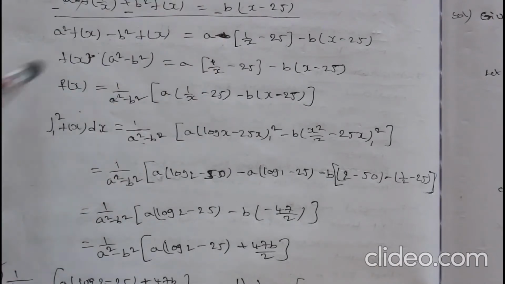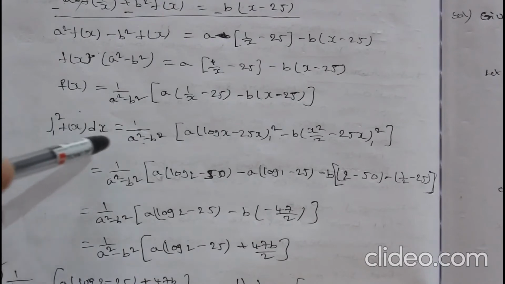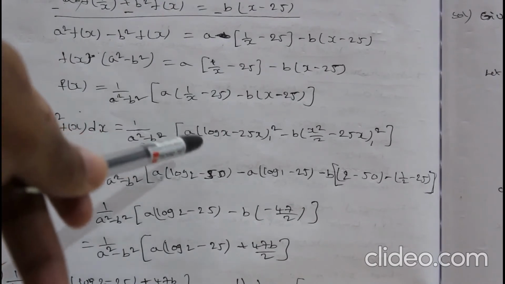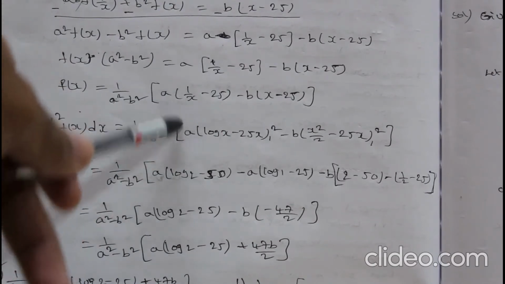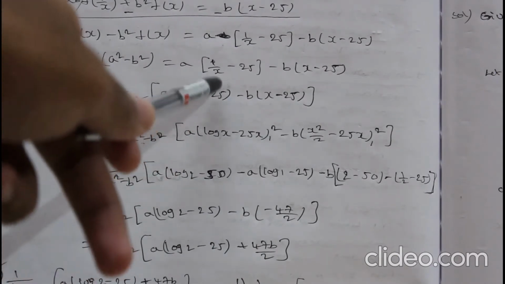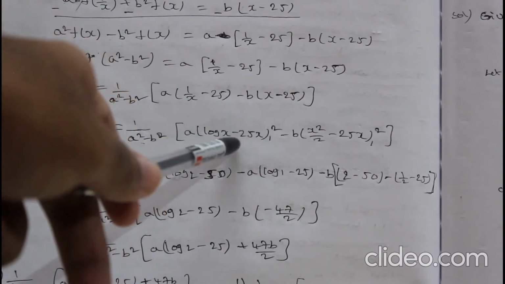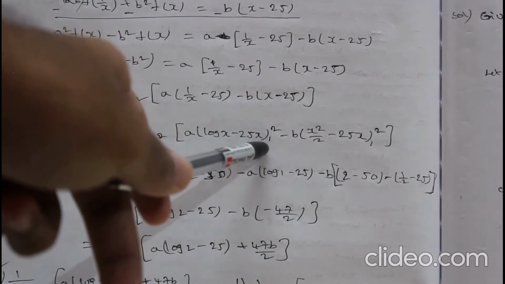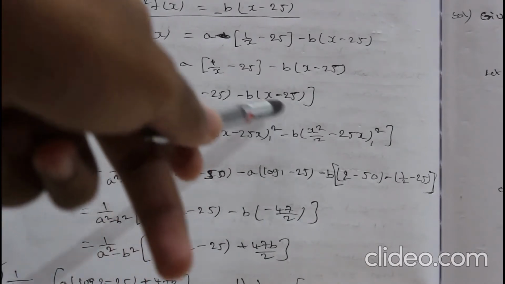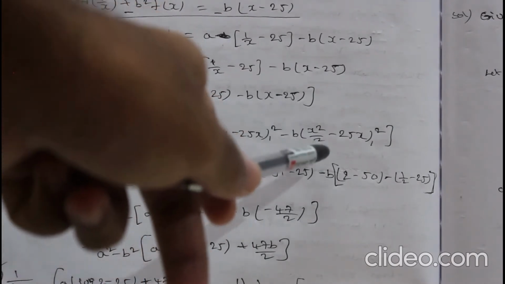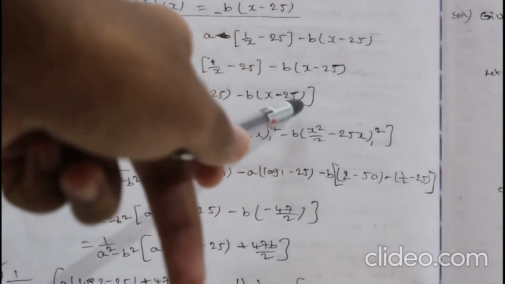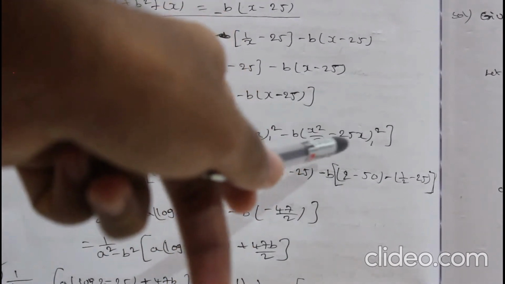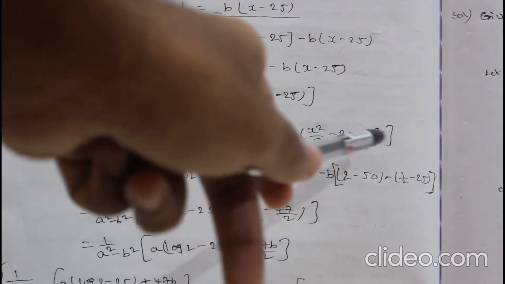Now we got the f of x, we have eliminated f of 1 by x. Now integrate directly the required integral of 1 to 2 f of x dx is equal to 1 by a square minus b square, a into integration of 1 by x is nothing but log x minus integration of 25 constant is nothing but 25x, and we have to apply limits 1 to 2, minus b into integral of x is nothing but x square by 2 minus 25 into integration of 25 is nothing but constant, so 25x, and limits 1 to 2.